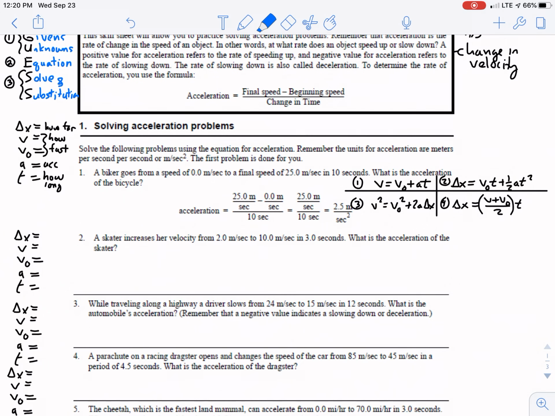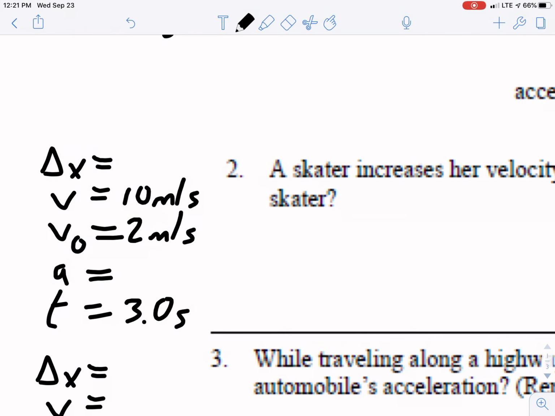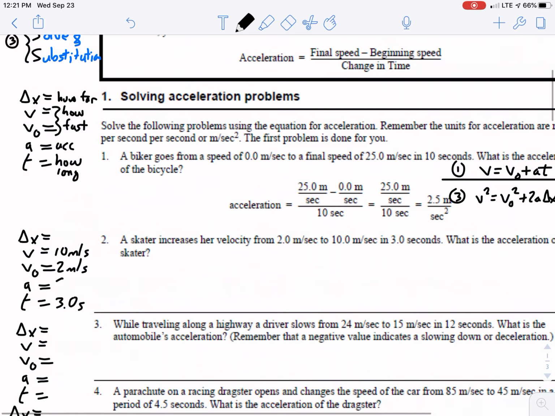Number 1 was already done for us, so let's skip down to number 2. We can see that a skater increases her velocity from 2 meters per second to 10 meters per second in 3 seconds. What's the acceleration of the skater? So we are going from 2 meters per second to 10 meters per second in 3 seconds, and we want to know what the acceleration is. And that is the major unknown.